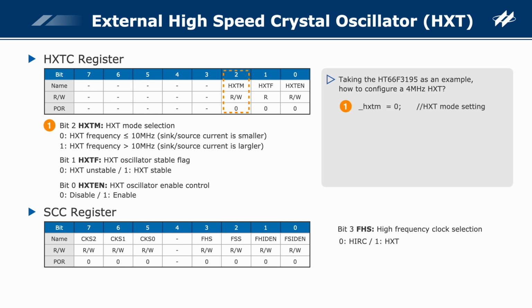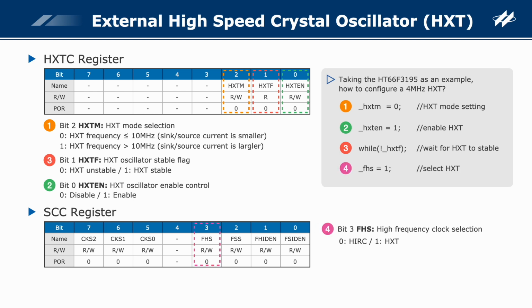First, clear the mode selection bit of the external high-speed crystal oscillator, HXTM, to 0, because the used frequency is less than 10 MHz. Next, set the enable bit HXTN to 1, to enable the MCU to drive the external high-speed crystal oscillator. Then, wait for the HXTF flag to change to 1, which means that the clock signal of the external high-speed crystal oscillator has stabilized. Finally, set the FHS bit to 1 to select the external high-speed crystal oscillator as the high-frequency clock source.